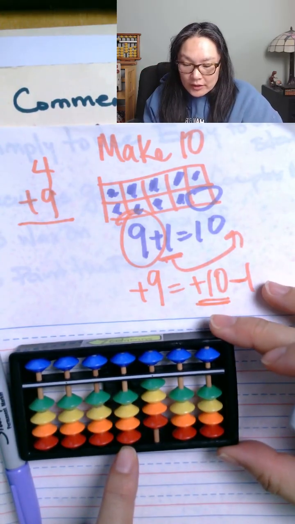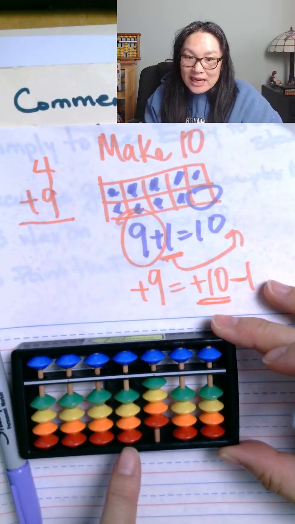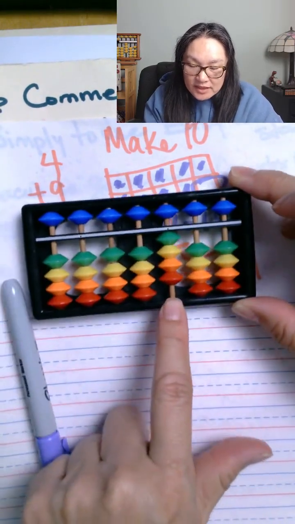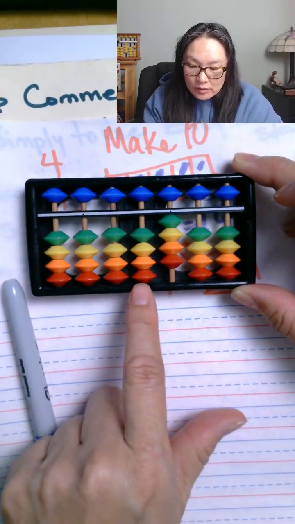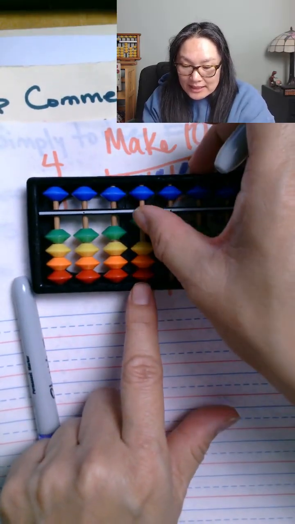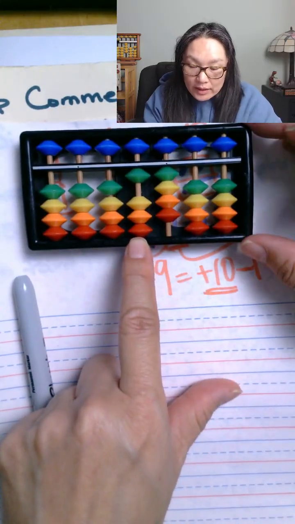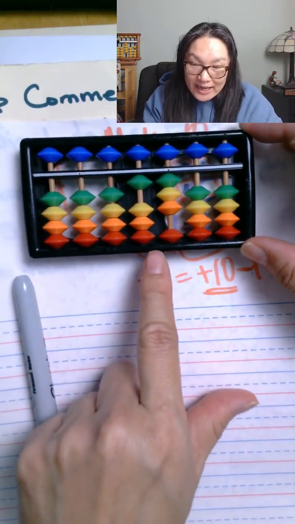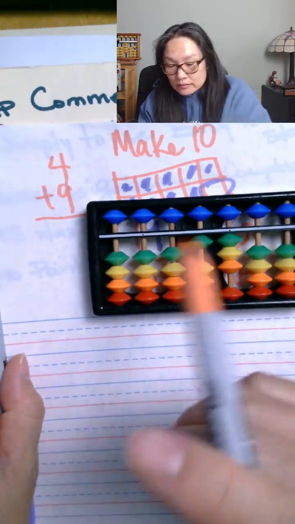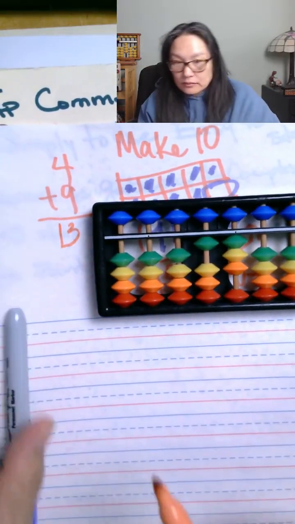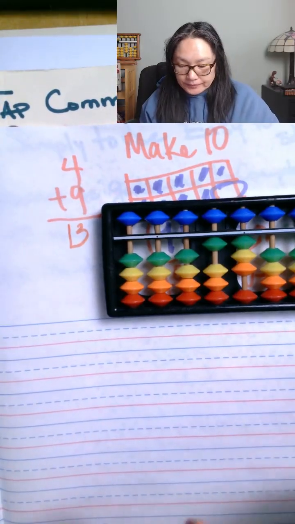So the 10 always means to the next column over. Doesn't matter. That's what it is. So plus the 10. So we're going to add the 10 and we're going to take away the 1. So then my answer is 13. Make sense?